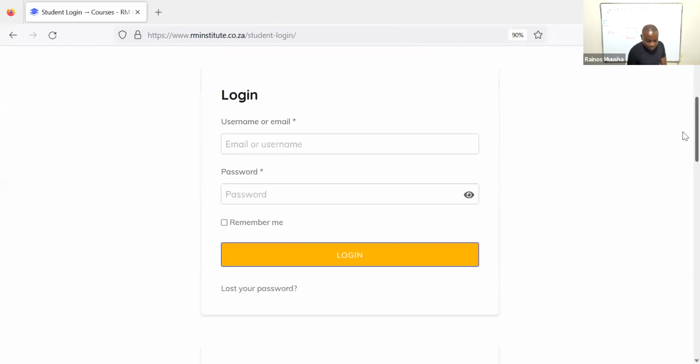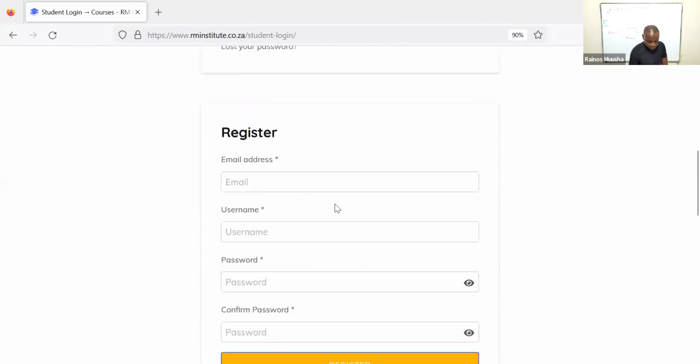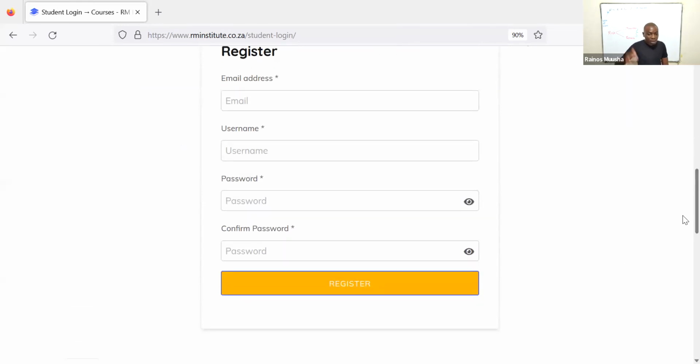If you don't have a user account as yet, you go to register. Then you put in your email, your username, and you create your password as well. And then you say register. Then on our side, it will show that you've created a user account. But it's not enough, because we need to know exactly which email you're using, and you need to communicate with us so that we know exactly which modules you want access to.